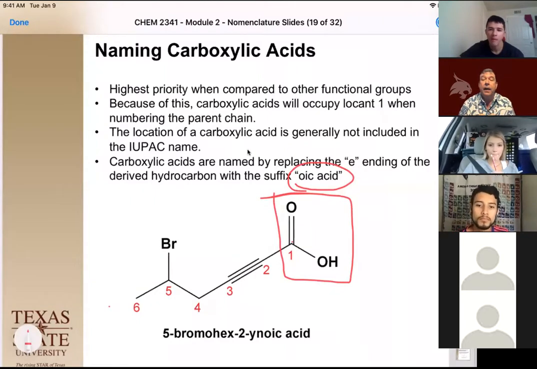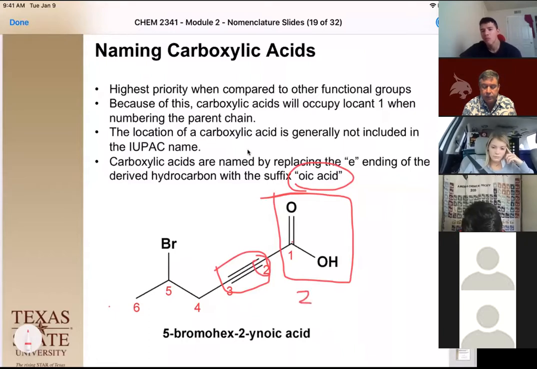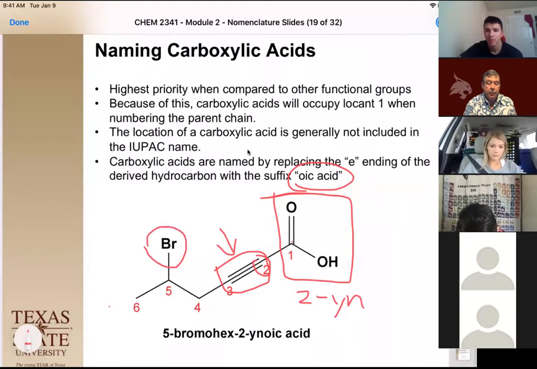If we did not have that triple bond there, it would be hexanoic acid. Okay, but because we have that double bond in here, that triple bond in here, we have to demonstrate where that infix is, where that nature of that triple bond is, and that happens to start at our 2 carbon. So we have to go 2-yn for our triple bond. Our only other substituent here is our bromine on this 5 position, so that's going to be 5-bromo.